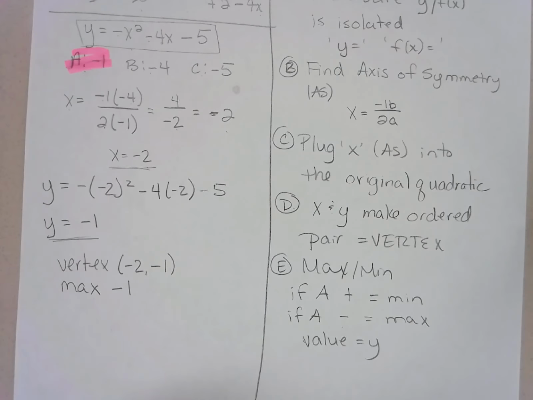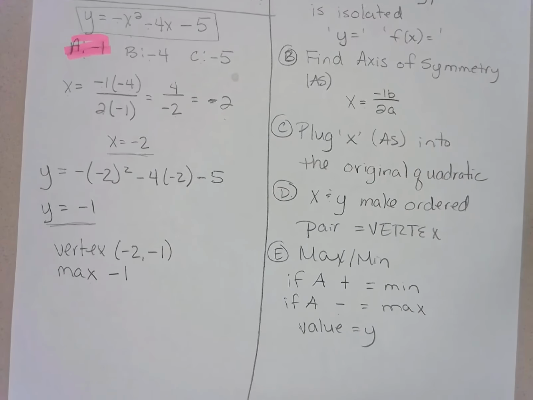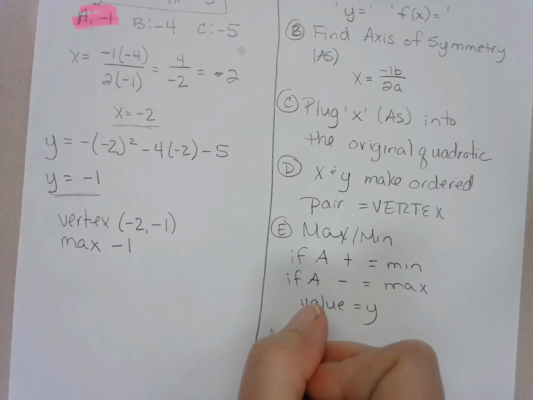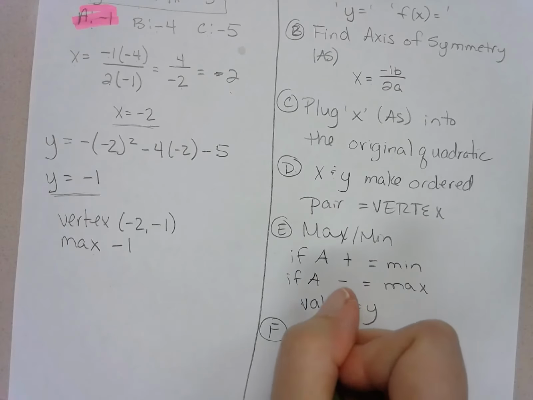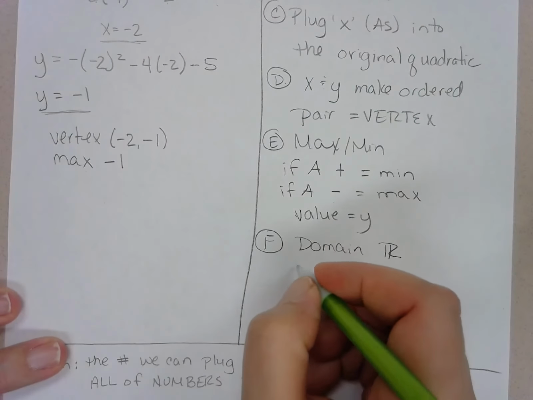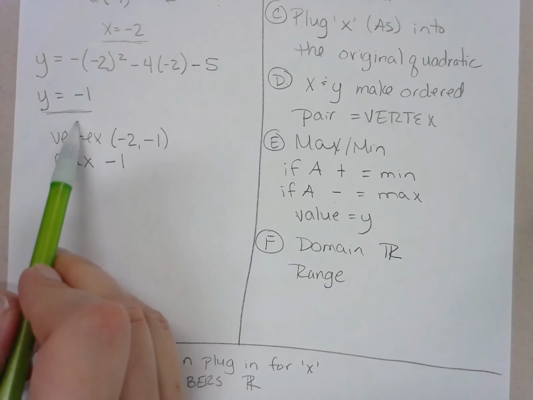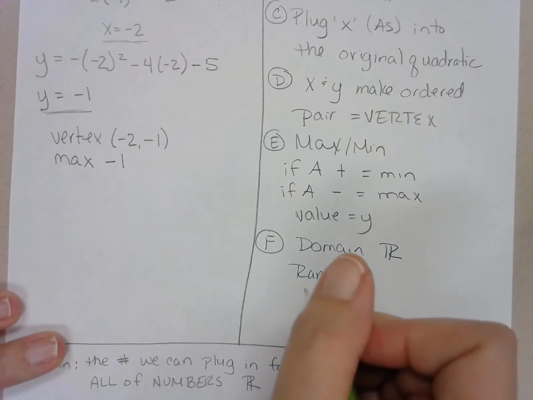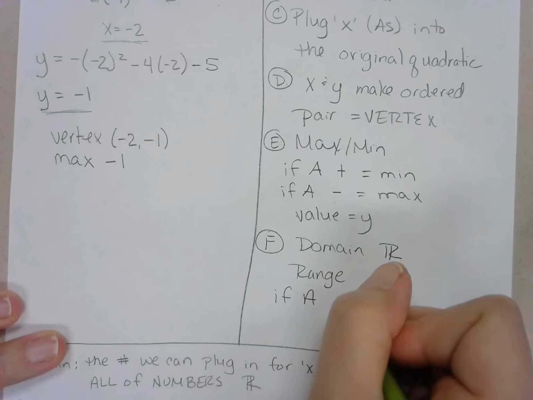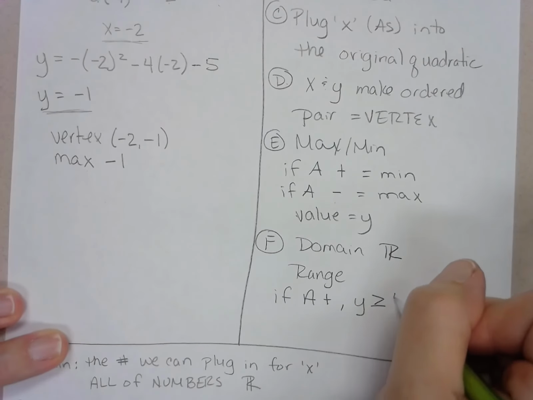That just simply says my graph goes as far up as -1 on the y-axis. So that's how we do our maximum and our minimum. And then the last thing we want to do, it's just so many pieces, is our domain, which is always all real numbers. And we want to do our range. We're going to use that y value that we calculated, and we're going to use our A value to find our range. So if A is positive, then we're going to say that y is greater than or equal to whatever my y value was.